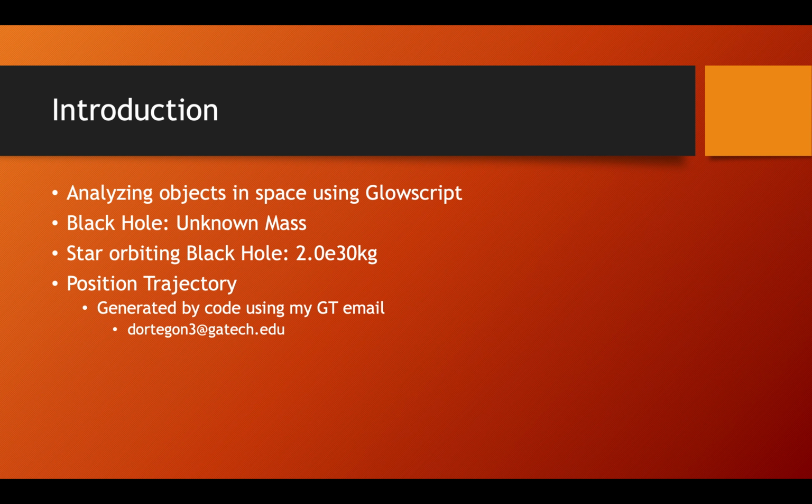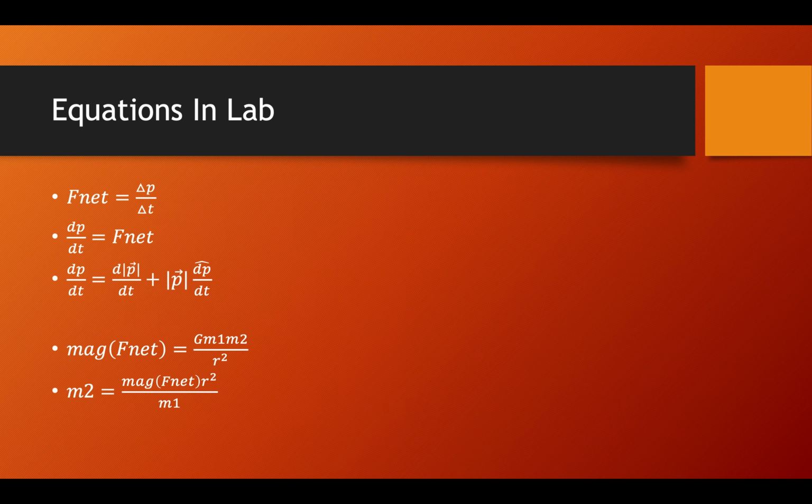The position data of the star will be generated in the code, and the resulting trajectory will be with my GT email, which will be coded into the trajectory. So we will look at different equations in this lab. We will look at F net is equal to the change in P over the change in T. And that will make it so that dP/dt is equal to F net.